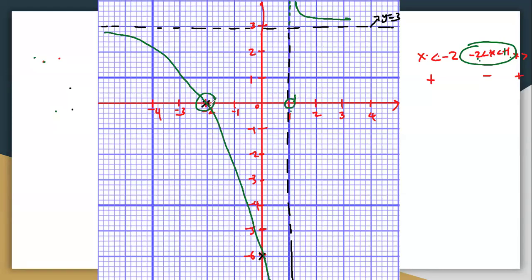Now, any sketch of the curve you are getting must be below. Negative means below the x-axis. Positive means above the x-axis. Okay, that's why. So this part of the curve between -2 and 1 is below. But you remember we have an intercept, so it must touch that intercept. Fine?